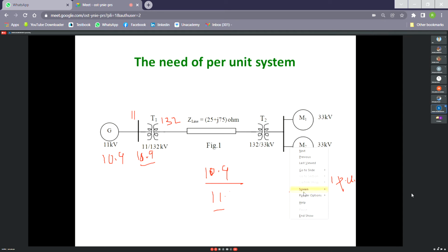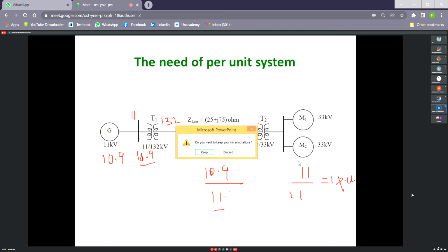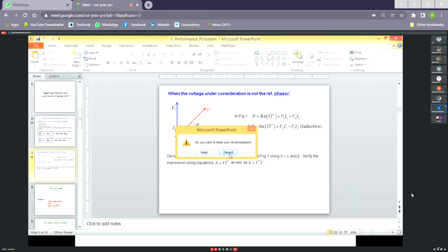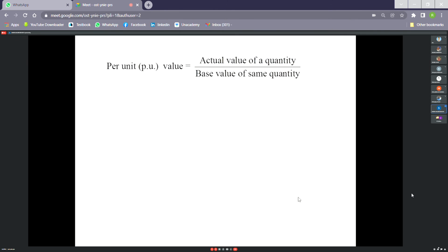Similarly for impedance, current, everything. So per unit value is actual value by base value. Now we are converting the quantities to per unit values. Then we have to verify everything, because in a power system there are three phase quantities: voltage, current. They have certain relations. Power is VI cos phi. Impedance is voltage by current. So these relations should be maintained.